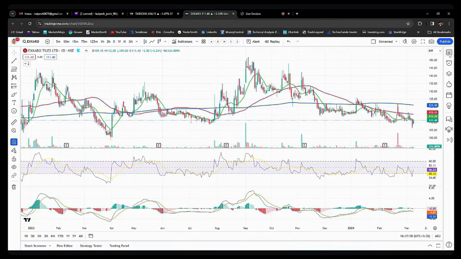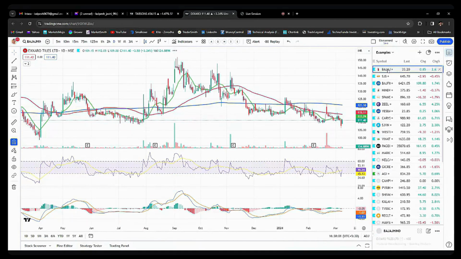So ready to go? Yeah, these are a few examples I've taken. So Bajaj.